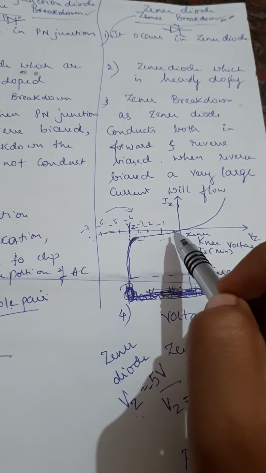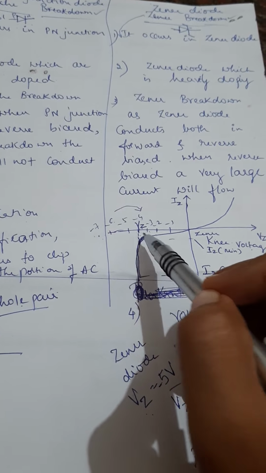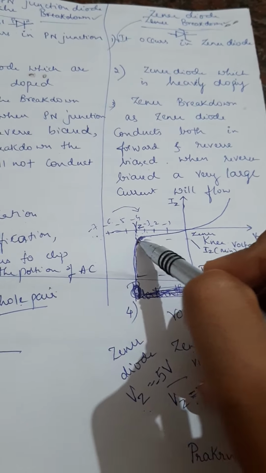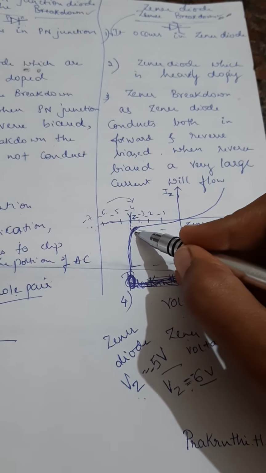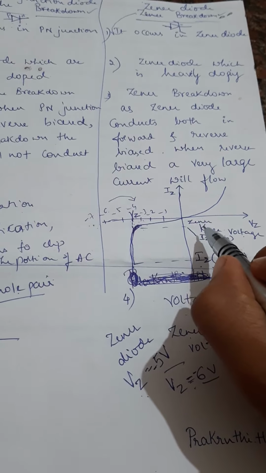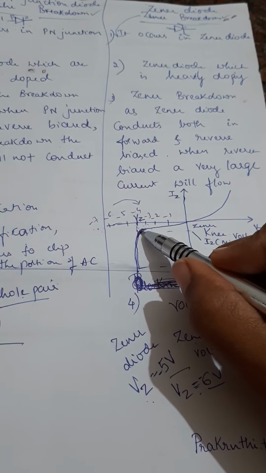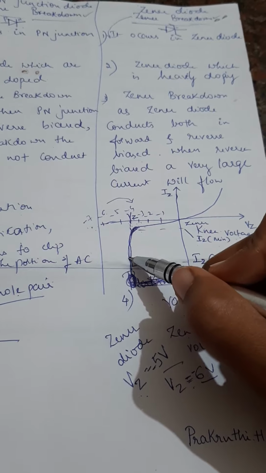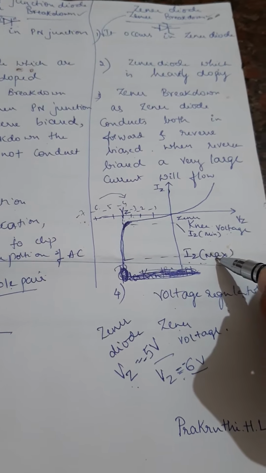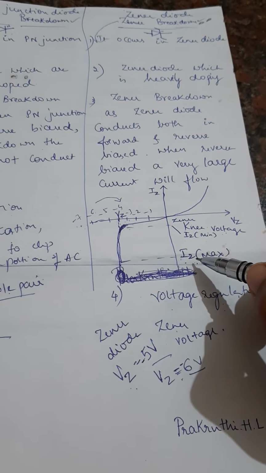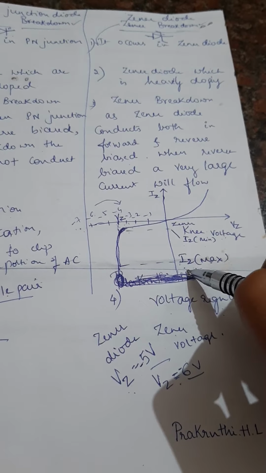When you start reverse biasing, at a certain point, that is at the Zener voltage, it just breaks down and a very large current will flow. The point at which it breaks down is called the Zener knee voltage, that is IZ minimum, and the point at which the current increases to a maximum is called IZ max. That is nothing but the Zener current. The current which flows at a Zener voltage is called the Zener current.